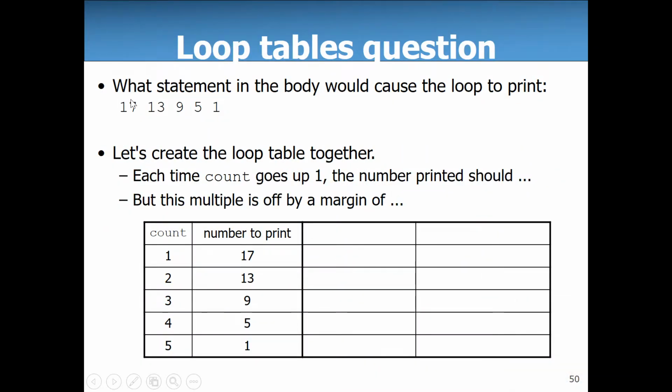What about this one over here? What statements in the body would cause us to get 17, 13, 9, 5, 1? Each time the count goes up by 1, the number printed should do what? Each time count goes up by 1, we're losing 4, right? So each time it goes up by 1, we need to subtract 4 from our number, right?